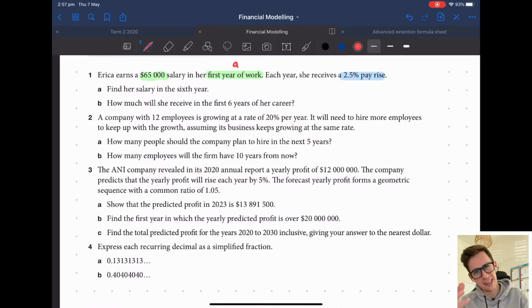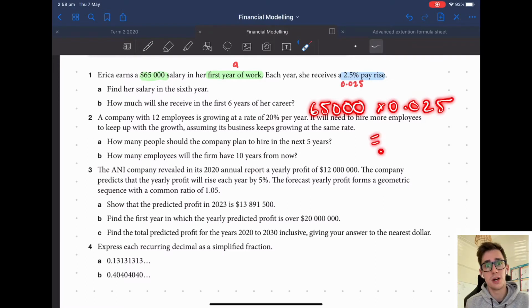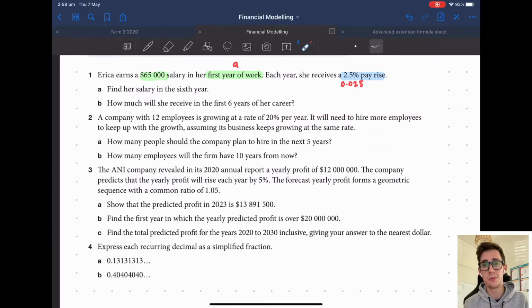Now, whenever you see a percentage in maths, it's usually helpful to write that as a decimal number. If you're not sure how to do that, percent literally translates to out of 100. Grab that 2.5, divide it by 100. It's just a decimal now. So we've got 0.025. Now, the problem here with it being a pay rise is if you were to grab 65,000 and multiply it by 0.025, you're going to get a number that is much, much smaller than 65,000, because that is how much it is rising by.